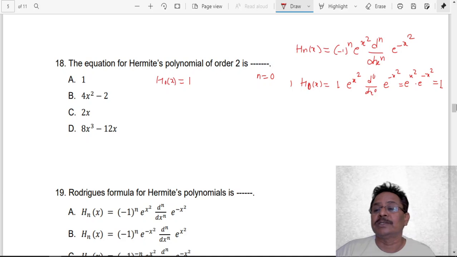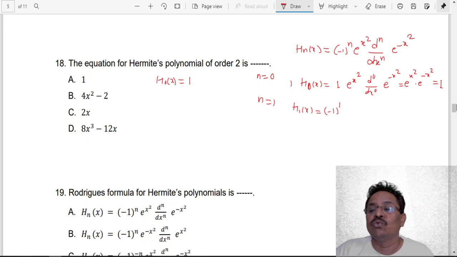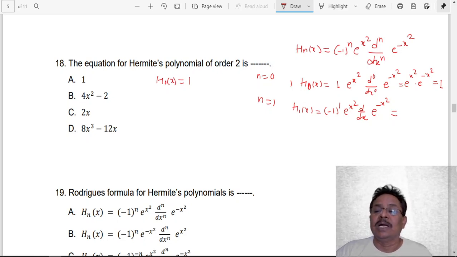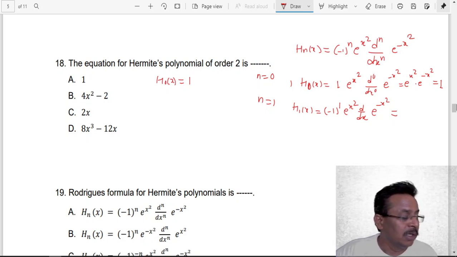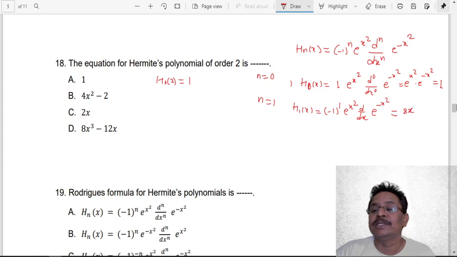Then H1 of x, this is what I have calculated. H0 of x is 1. When I put n is equal to 1, I'll get H1 of x. So it is simply minus 1 raised to 1, that is minus 1, into e raised to x square, now d by dx of, because n is equal to 1, this is simply e raised to minus x square. So solving this, get the differential of this, e raised to x square, and then multiply all these things and so on, you will get this particular answer to be 2x. So H1 of x is 2x.